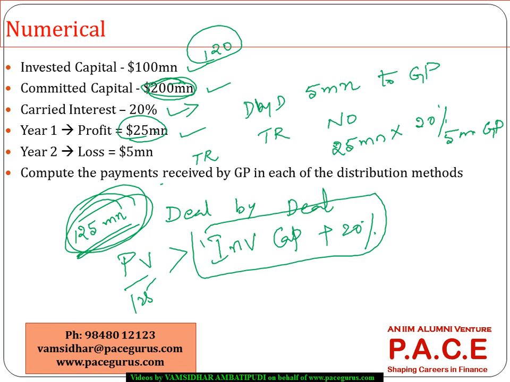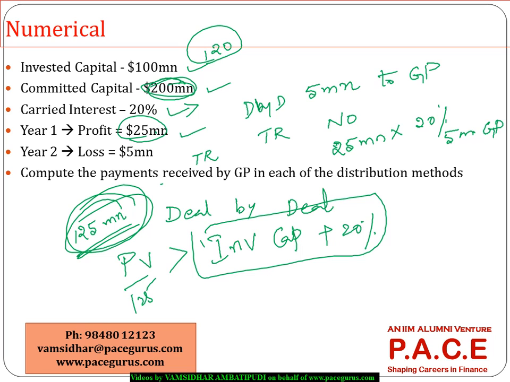So whether it's a deal by deal method or the total return method, method number 2, the carried interest is paid if the portfolio value exceeds the invested capital by, let's say, some predetermined 20%, rather than the portfolio value exceeding the committed capital.